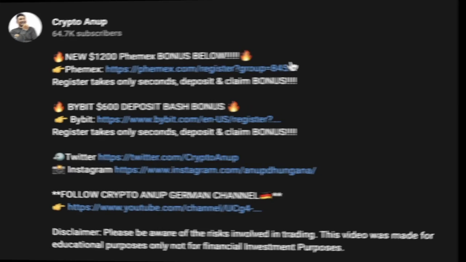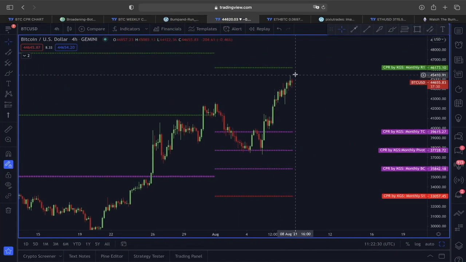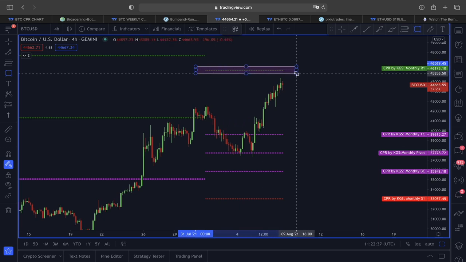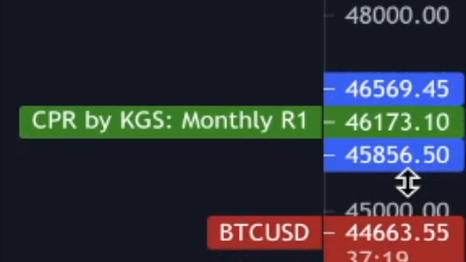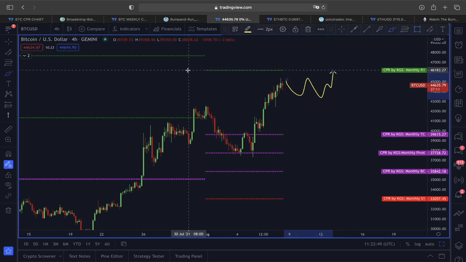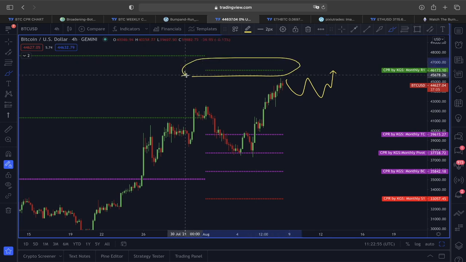So now let's switch into another chart. According to the CPI indicator, the leading indicator, right now, as I've already said you plenty of time, we could be creating gravitated around this monthly R1 line, and this monthly R1 line is sitting around $46,173. But until we are not there, right, there might be still some shakeout type of scenario before price again gets gravitated towards this monthly R1 line.